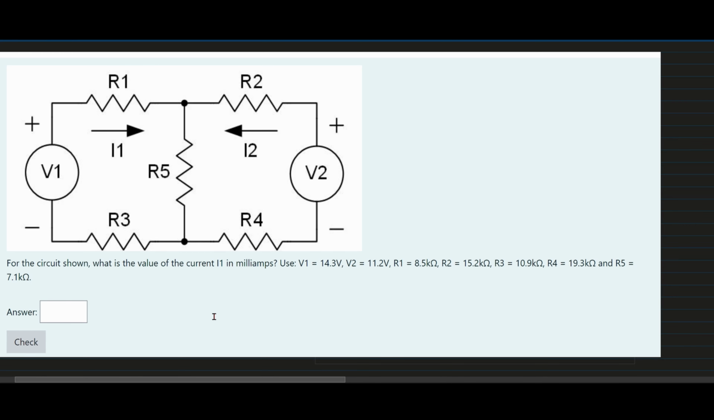For this problem, we have a circuit right here. We are asked what is the value of the current I1 in milliamps. We are to use the following values as what we're given, and we're only given these things.